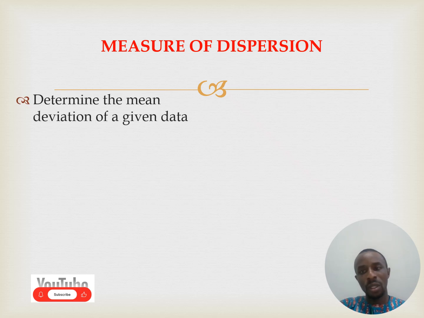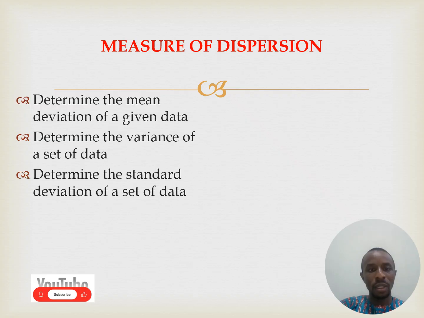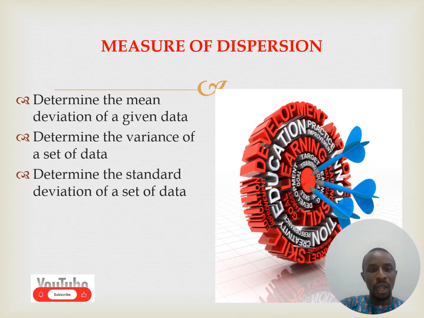Okay, our learning objectives first. By the end of this lesson, students should be able to determine the mean deviation of a given data, determine the variance, and determine the standard deviation. So we have three measures of dispersion.